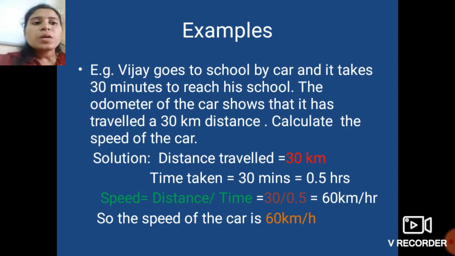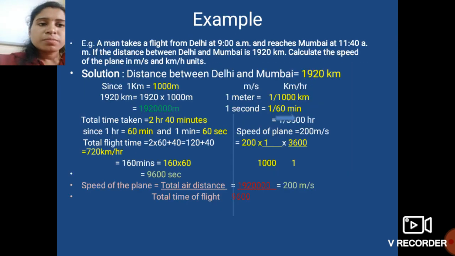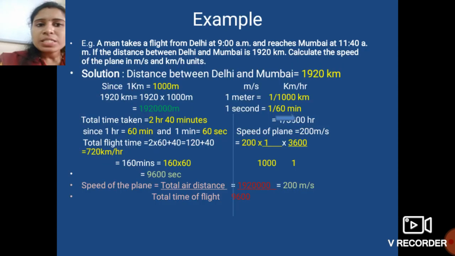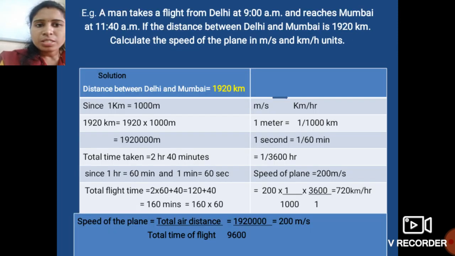Okay, now the next example. See students, the next example is this: a man takes a flight from Delhi at 9 a.m. Okay students, please don't look at this slide. This is an additional slide. I made one more slide for this. So see over here, another example for calculating the speed of any object or vehicle.